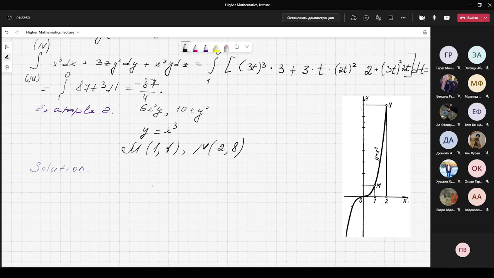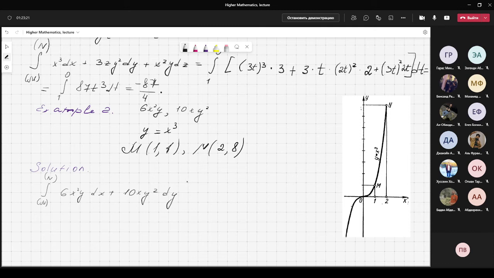To compute the required integral from M to N, 6x squared y dx plus 10x y squared dy.